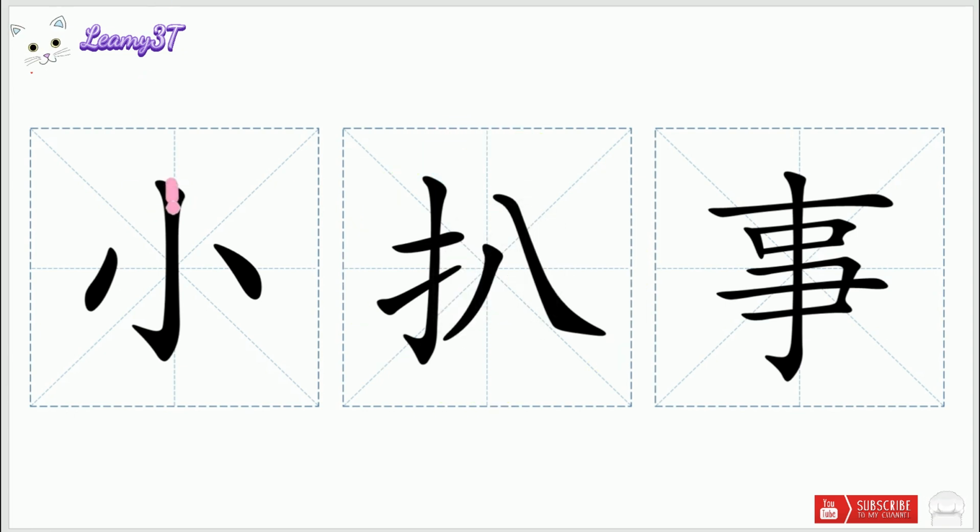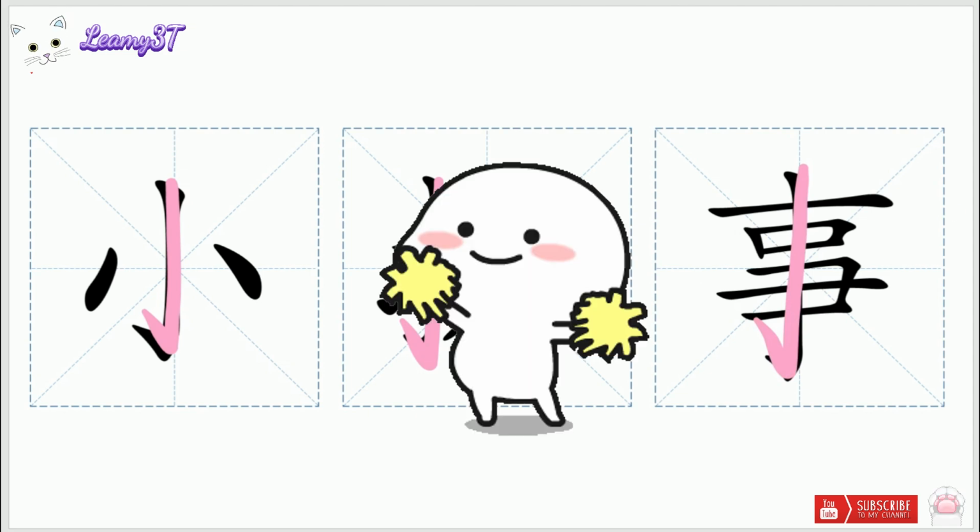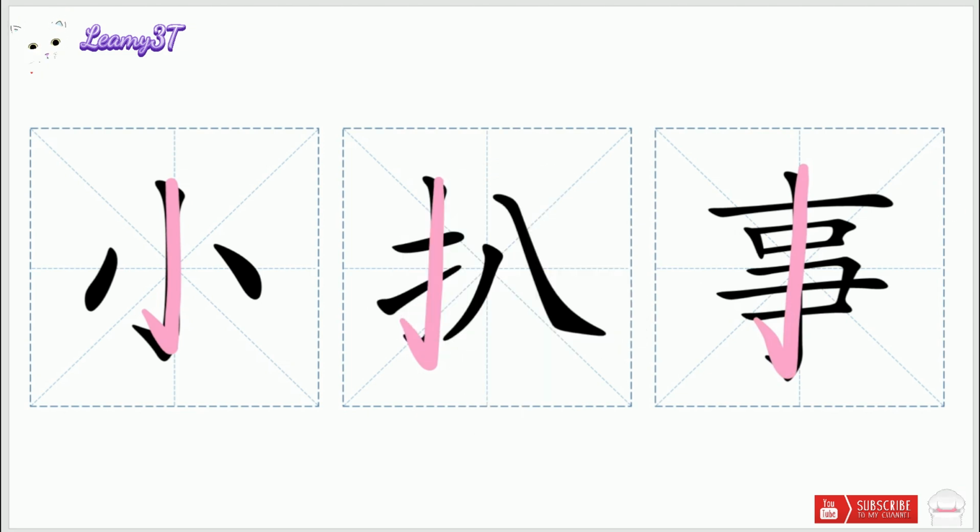Let's check. shùgōu, shùgōu, and shùgōu. Have you found everyone? Congratulations! We have completed today's study of the 4 strokes.